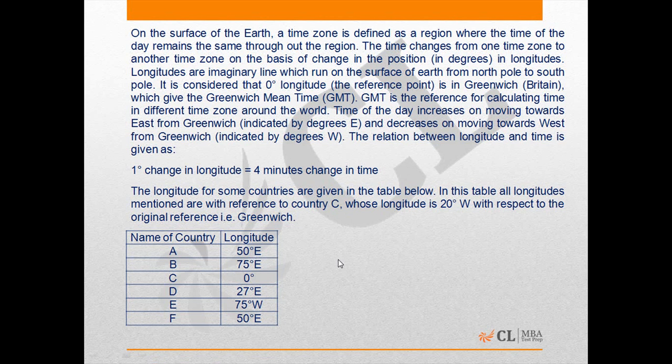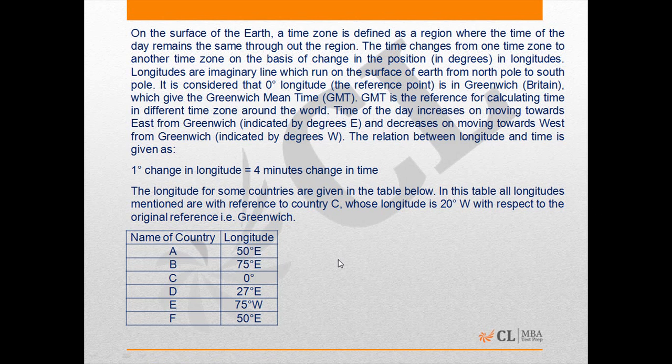Now in the next set, that is a set of 4 questions, the instructions are this: on the surface of Earth, a time zone is defined as a region where the time today remains the same throughout the region. The time changes from one time zone to another on the basis of change in the position in longitude. So longitudes are imaginary lines, and the rest of the instructions are there.